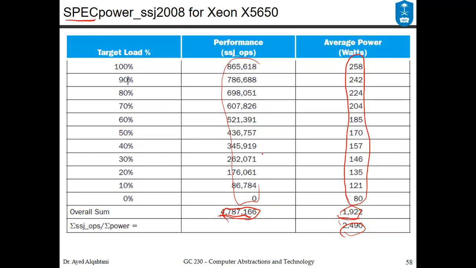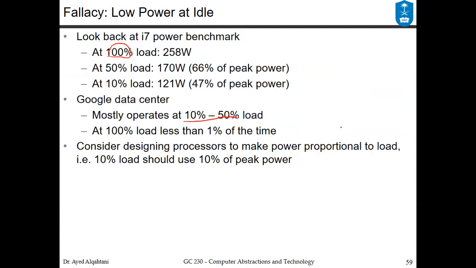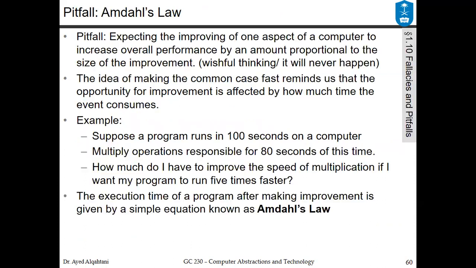So if we go back here, you can find that at 50%, you consume 170 watts. At 100% load, the 100% load is actually less than 1% of the time. Consider designing processor to make power proportional to load, meaning that the 20% load should use 10% of peak power, but probably this is wishful thinking. So that's one of the fallacies that you should be aware of.